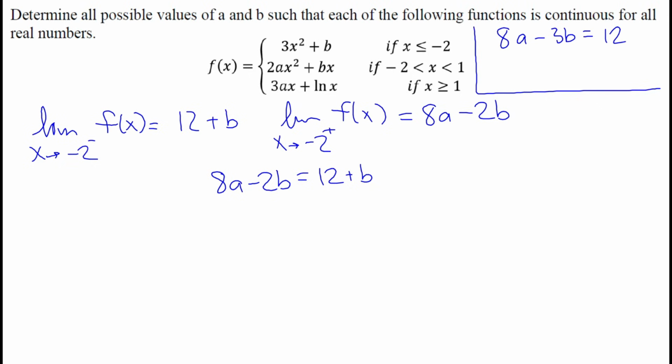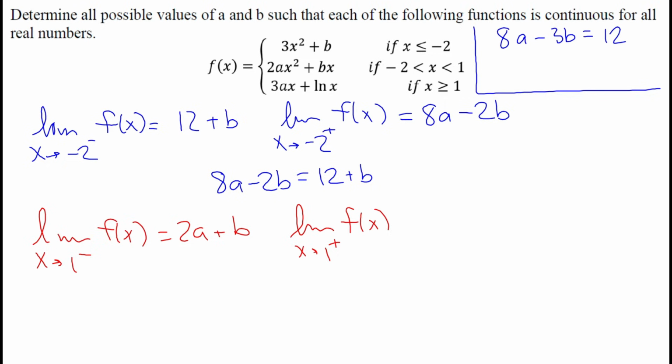Then we'll do the work for 1. We have a limit as x approaches 1 from the left. Now that's going to be 2a plus b when we plug that into the middle piece. And we'll do the limit as x approaches 1 from the right of f of x, which is going to be 3 times a times 1, so just 3a, plus the natural log of 1. Well, the natural log of 1 is just 0. So we end up needing 2a plus b to equal 3a, right? Or in other words, we just want a to equal b, right?